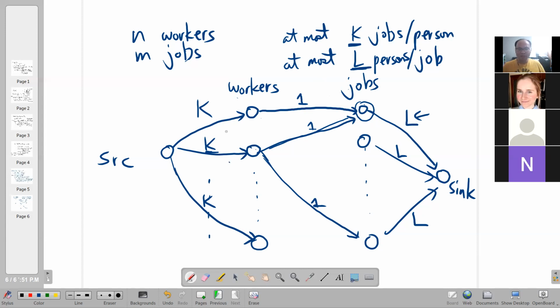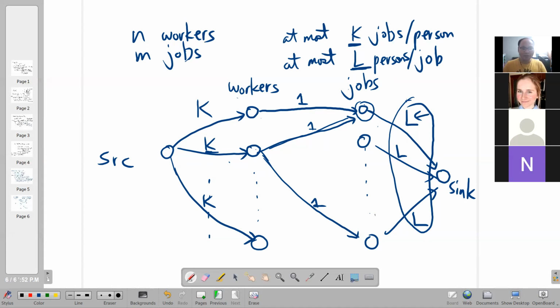The way that this is set up, I'm trying to maximize the number of tokens collected at the end. And it's possible that if the best answer is L, one job gets L people and no other job gets anybody, versus L jobs each getting one person. Both of them are equally good because the total number of tokens collected at the end is the same. So I'm trying to maximize the number of tokens that are sent out at the beginning and collected at the end.